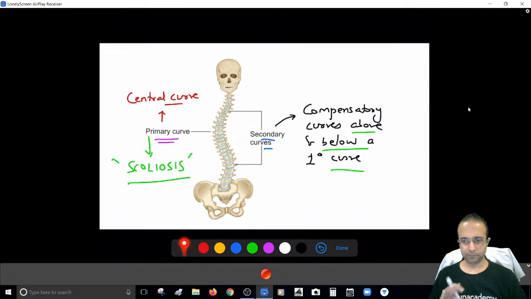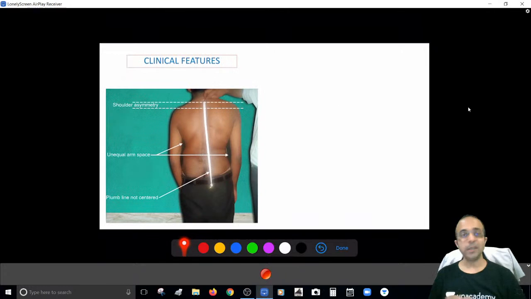Now once you know that you're dealing with scoliosis, what do you expect the patient to come to you with? Well, of course, the patient can tell you that there's a trunk deformity, but then you also have to ascertain that what the patient is telling you is actually appropriate. So what kind of clinical features would these people come to you with?